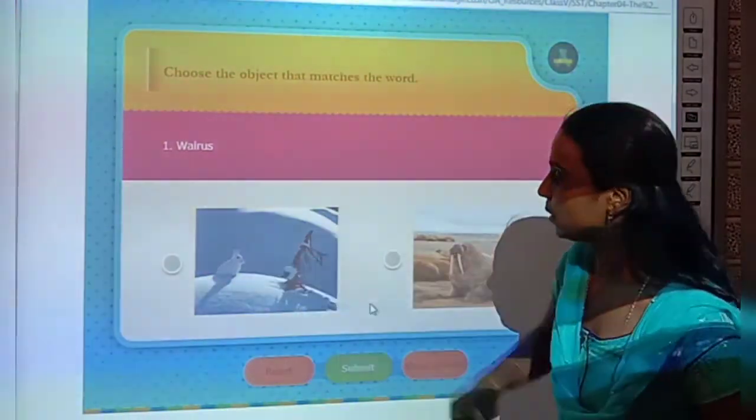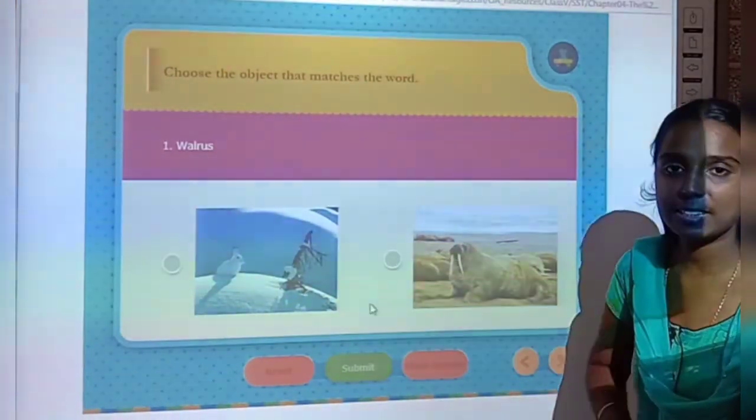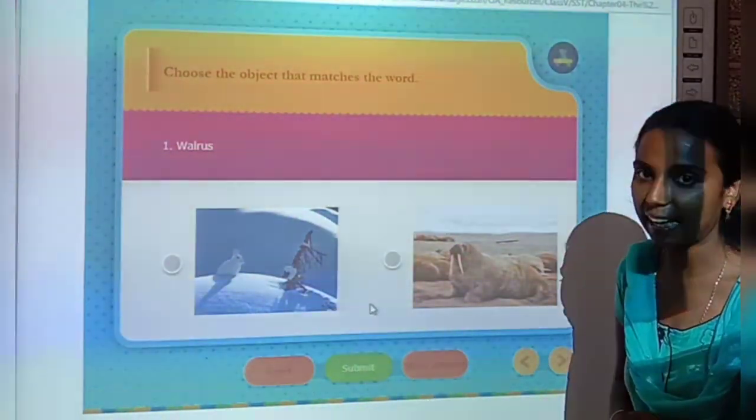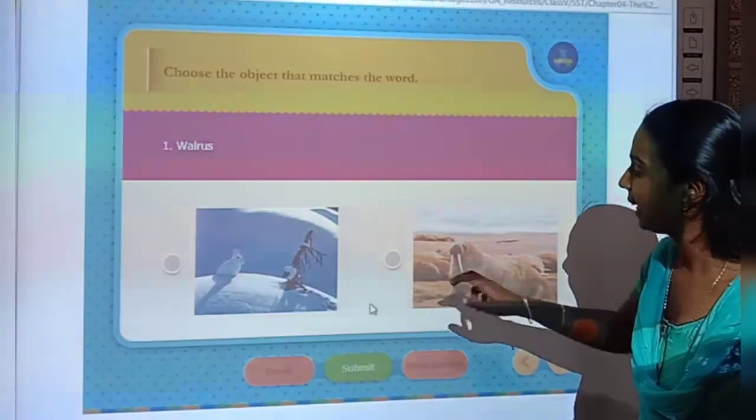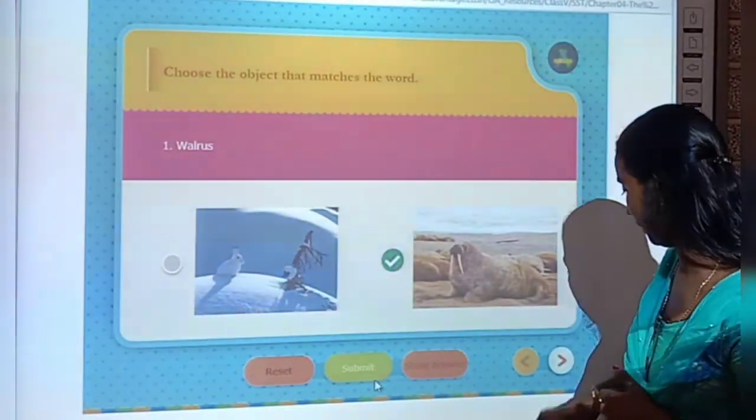See, walrus. Which one is walrus? Either option A or option B. Yes, what is the first one? That is Arctic hare, right? So which one is walrus? Yes, second one. Yeah, very good. The answer is correct. Good.